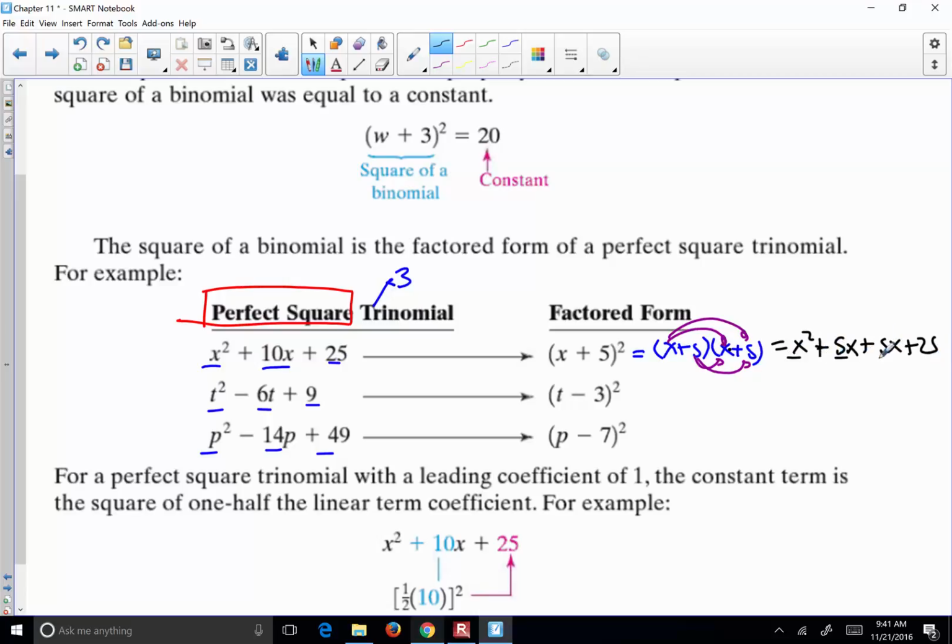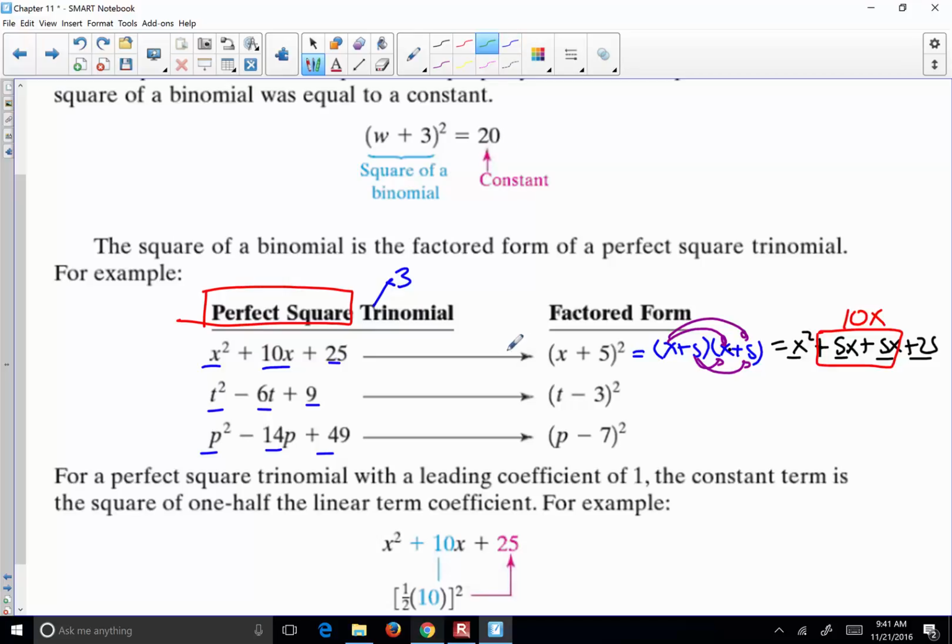This is 1, 2, 3, 4 terms. This is 3 terms, so they are wrong. Are they wrong? No. When you combine the middle 2 terms, they actually make 10x. They were right. They turned this into this and they did it the right way.